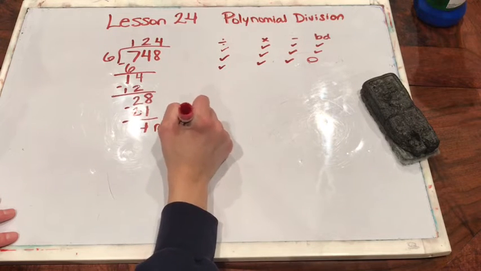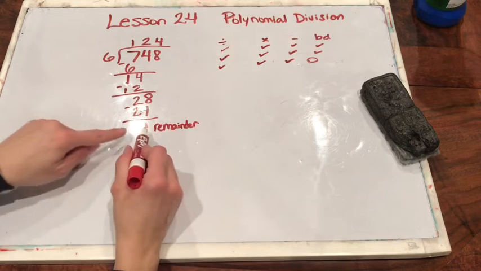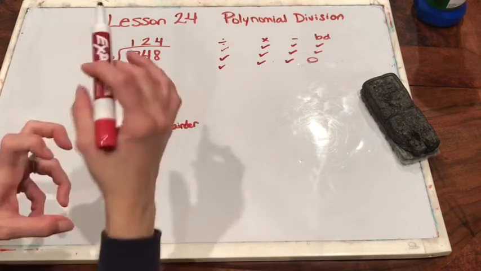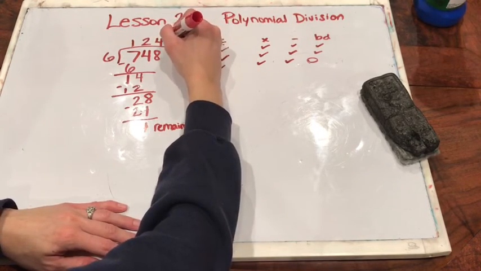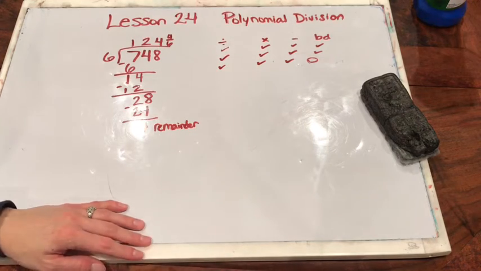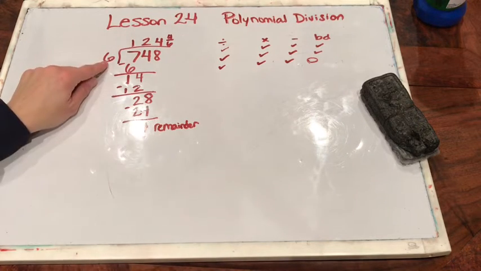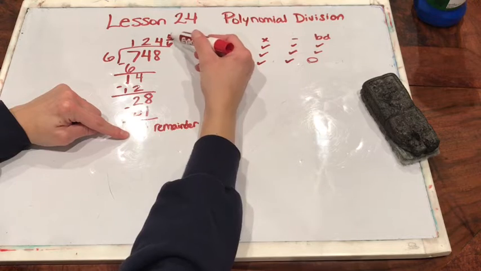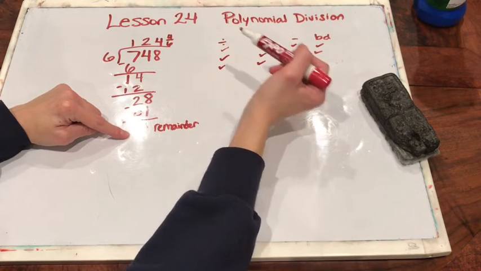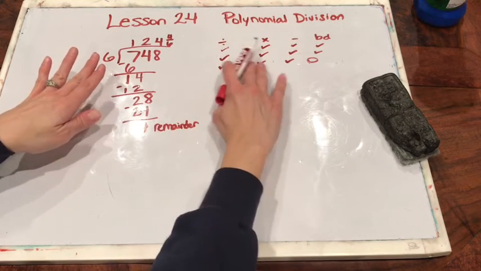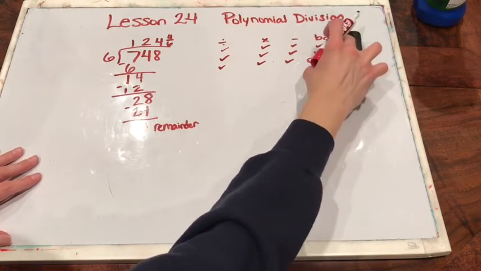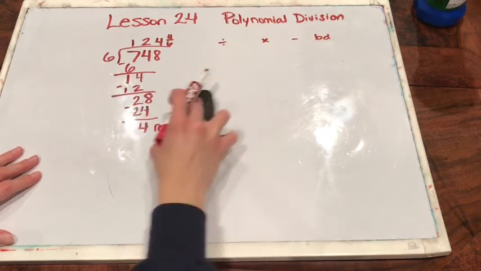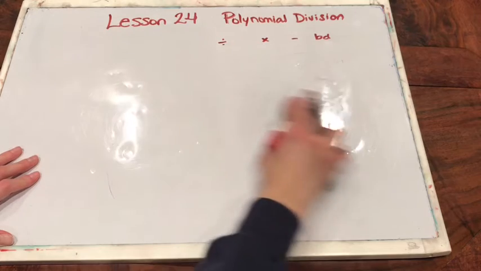When it's my remainder, sometimes, hopefully, at one point you learned that you can just make it a fraction. So it's 4/6 left. Because I was dividing 4 by 6, I can't make it a whole number, so I can leave it as a fraction. Okay, so remember these steps: division, multiplication, subtraction, and bringing down. That is what we are going to do when we use polynomial division.